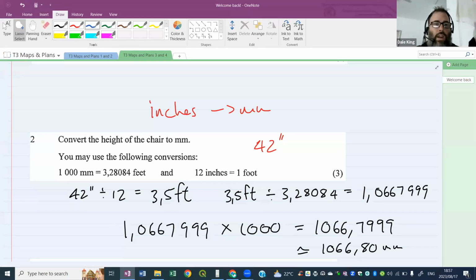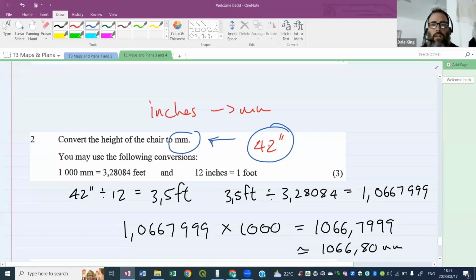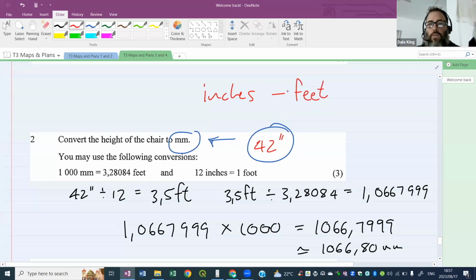So let's follow the arrows. First things first, we're given inches, and we need to get to millimeters. We could have gone from inches to millimeters in one conversion. There is such a conversion, but they didn't give it to us. They gave us these 2. From inches to millimeters, we have to go first to feet. We have to convert to feet first, and then from feet we will go to millimeters.